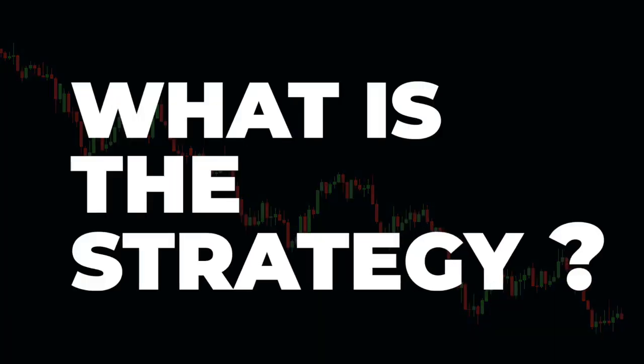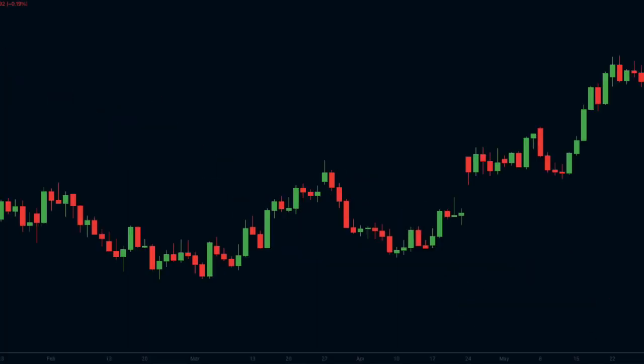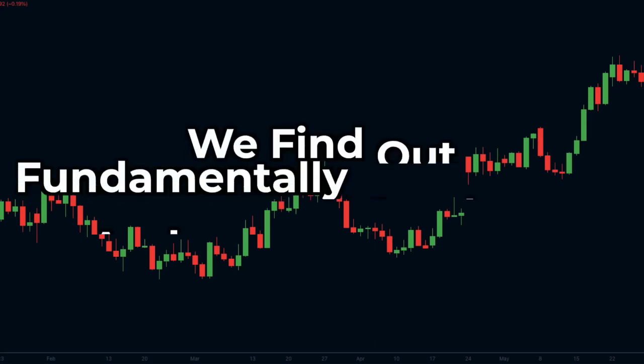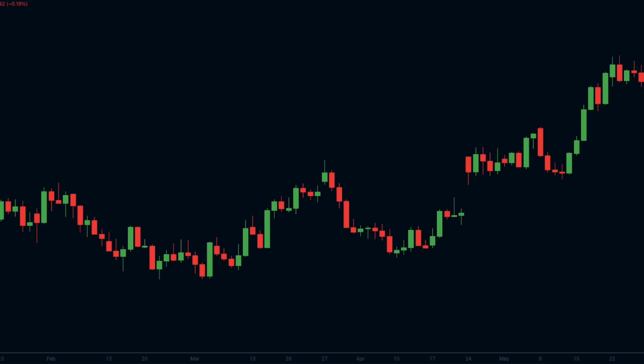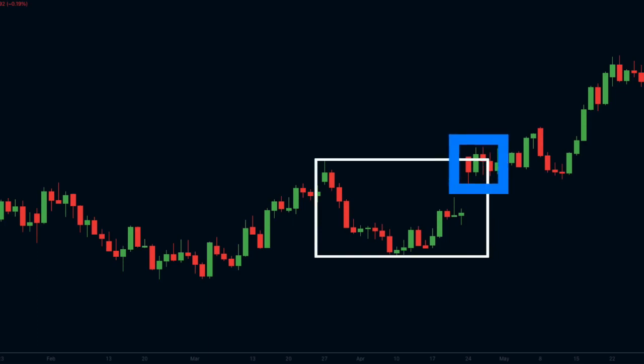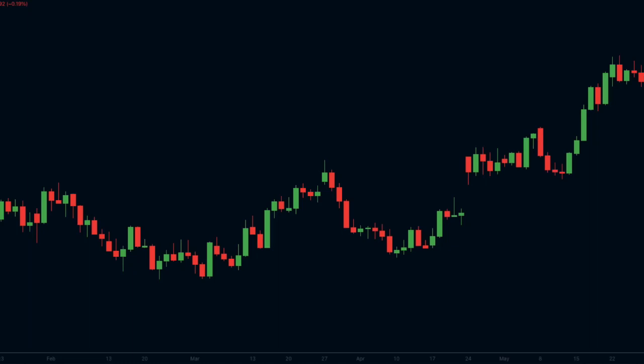Now, what exactly is the strategy? The strategy in itself is very simple. We find out fundamentally good stocks and make a short list of them. Then, we will look at each of them on a daily chart and create Darvas boxes around them. When the price breaks above the box, we will enter a long position.